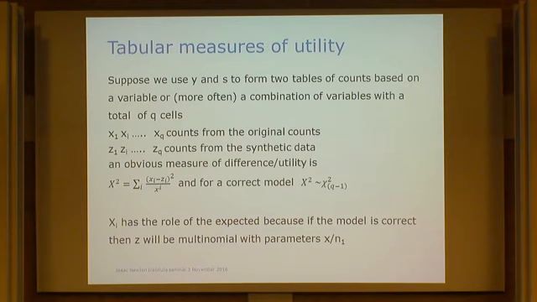Here, xi has the role of the expected variables. The original data has the role of being expected, because if the model is correct, then z, the synthetic data, will be generated from a multinomial with parameters x over n1, where x is the real data. So there we are.